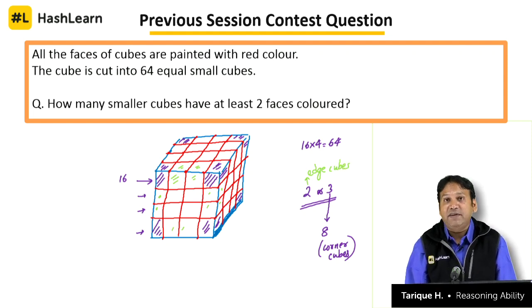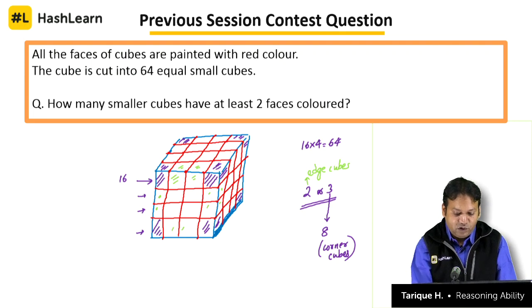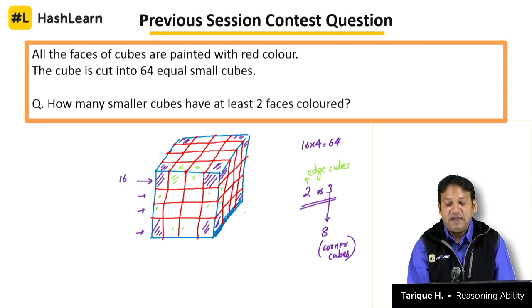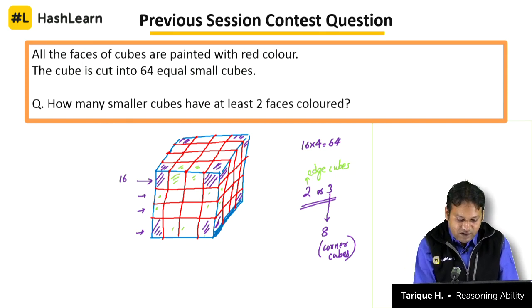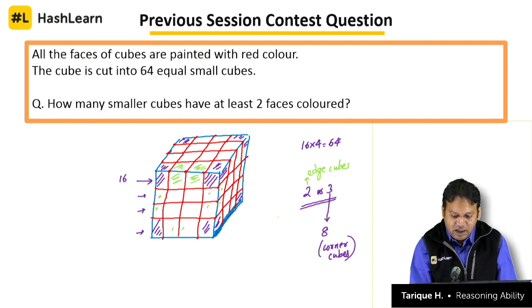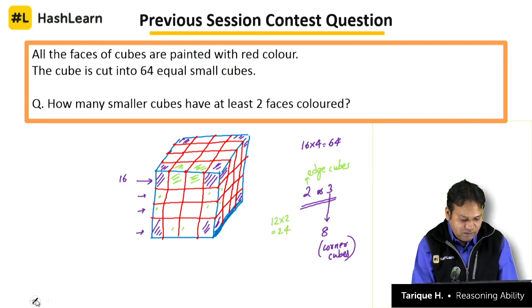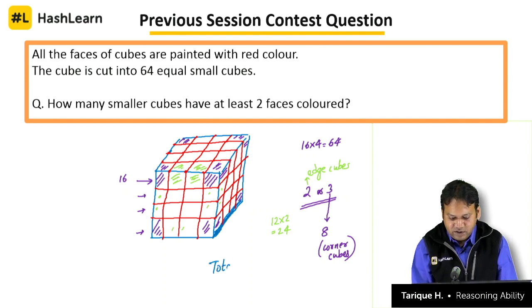And how many edges do we have in a cube? We have 12 edges. You can see 4 on top, 4 on the bottom, 4 plus 4, 8, and 4 vertical ones. So 8 plus 4, 12. And on each edge we have 2 such cubes which have 2 faces colored. So that means a total of 12 into 2, that's 24. Final answer will be that the total number of cubes which we are talking about will be 24 plus 8, 32. So there are 32 cubes which have at least 2 faces colored.